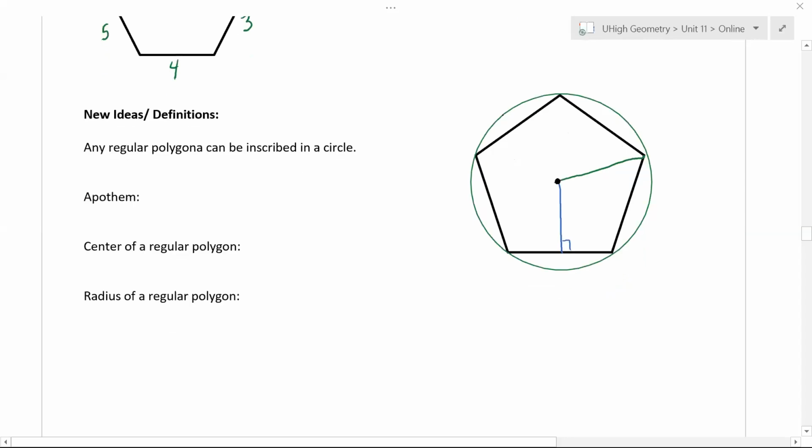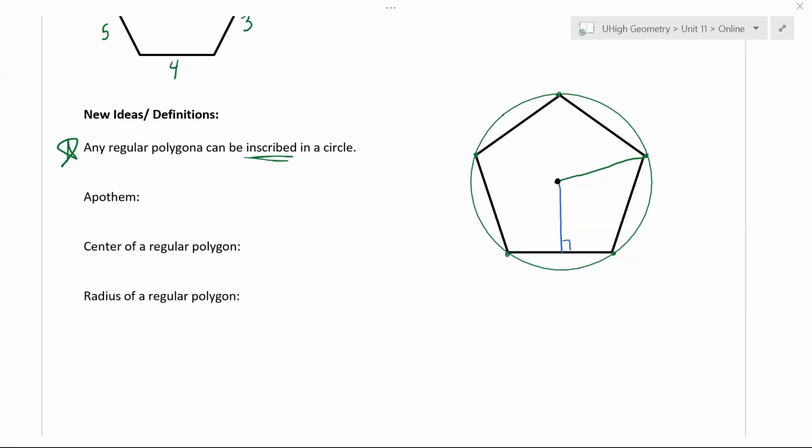New ideas and definitions. The first thing is any regular polygon can be inscribed in a circle. Inscribed just means that we could put it inside of the circle, and every vertex, every corner of my polygon, is going to be touching the outside of my circle. If you look here, my polygon at each one of these vertices is just touching that circle. So this polygon is inscribed in my circle.